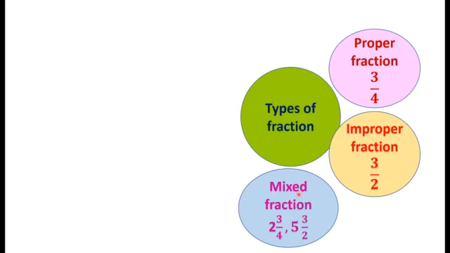Next is mixed fraction. We can say that mixed fraction is a combination of a whole and a part. So you can see here the examples, students: 2 3 by 4 and 5 3 by 2. These are examples of mixed fraction. So in 2 3 by 4, 2 is a whole and 3 by 4 is a part. 5 is a whole over here and 3 by 2 is a part. So you can see that mixed fraction is a combination of a whole and a part.